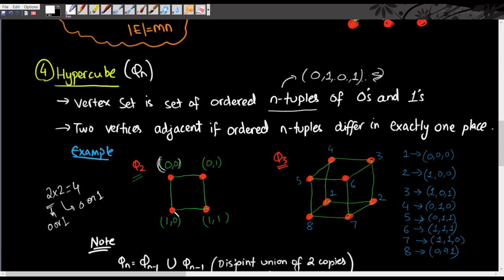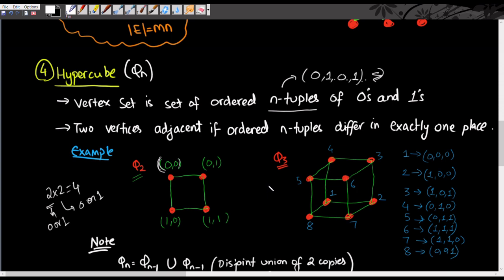You see that 10 and 01 are not connected, because to get 10 from 01 you have to change your first value from 0 to 1 and your second value from 1 to 0. That means you have to make 2 changes, right? It differs in 2 places. That's why it's not connected. Similarly for 00 and 11. So that's your Q2.